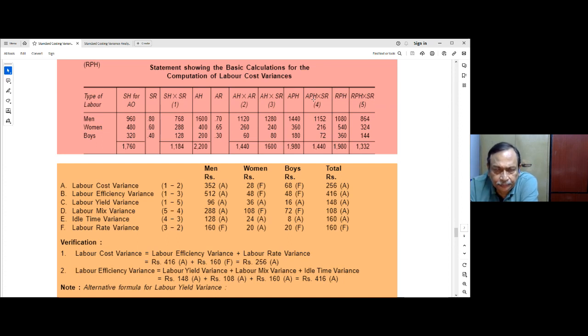And accordingly, labor efficiency variance for men, it is 512 adverse. For women, it is 48 favorable. And for boys, it is also 48 favorable. So total labor efficiency variance comes to 416 adverse. Next, we go to calculate the labor yield variance.